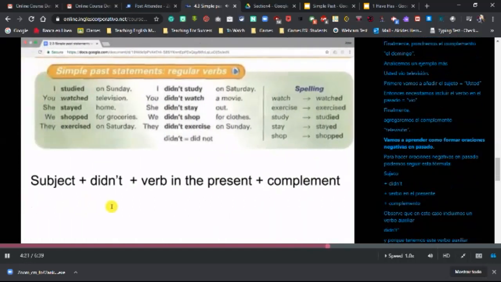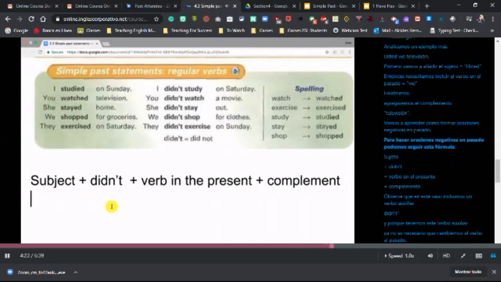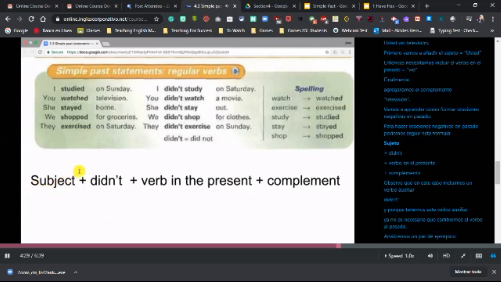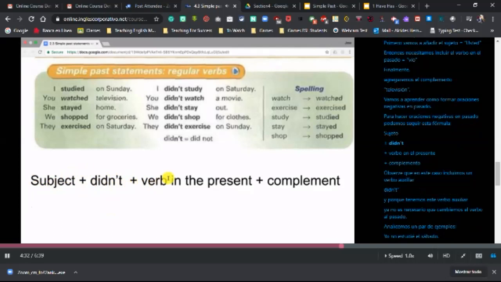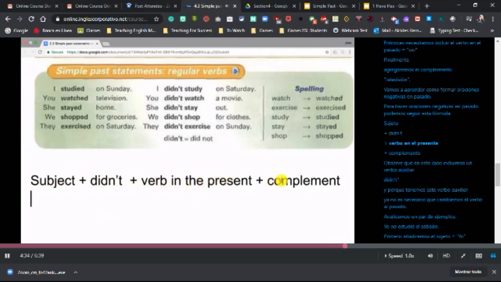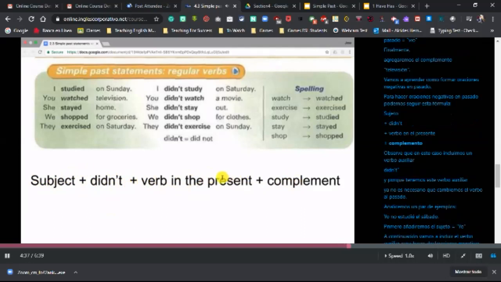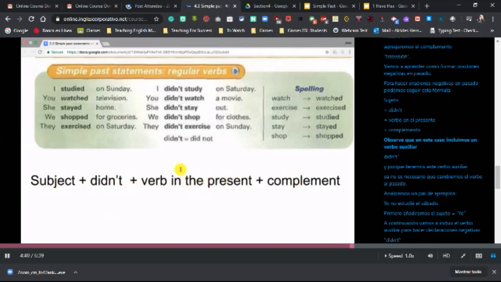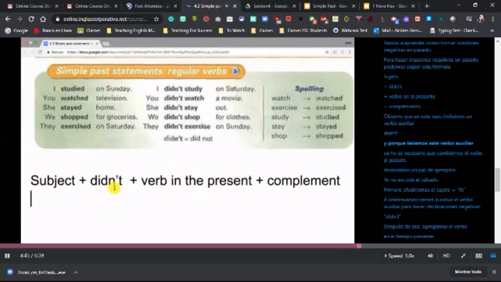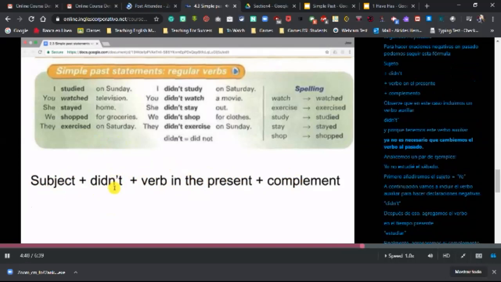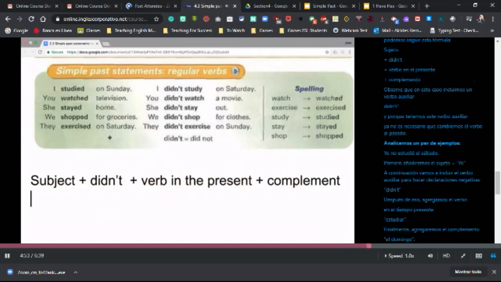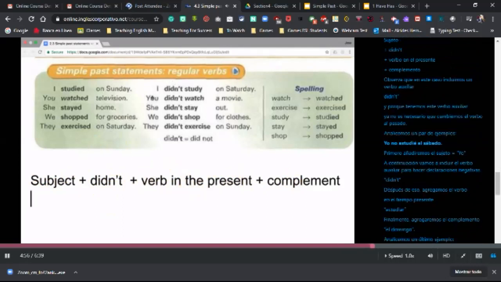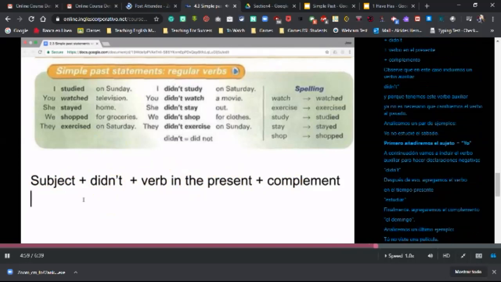Let's learn how to make negative statements in the past. In order to make negative statements in the past, we can follow this formula: subject plus didn't plus verb in the present plus complement. Notice that in this case, we include an auxiliary verb, didn't. And because we have this auxiliary verb, we will no longer change the verb to the past tense. Let's analyze a couple of examples. I didn't study on Saturday. First, we will add the subject, I.